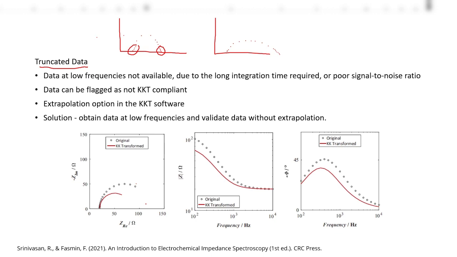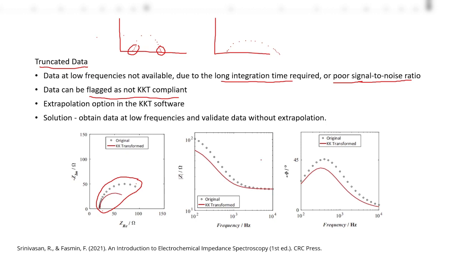Here it is told that when we go to lower and lower frequency, the time taken for data acquisition will increase. If I take a longer time, what can happen? The system can continuously change, and I can also have poor signal to noise ratio. So in some cases like that, I might restrict my data to a particular frequency and not go to even lower frequency. So I may get some curves like this, and for this curve, when I did KKT, it is flagged as not KKT compliant.